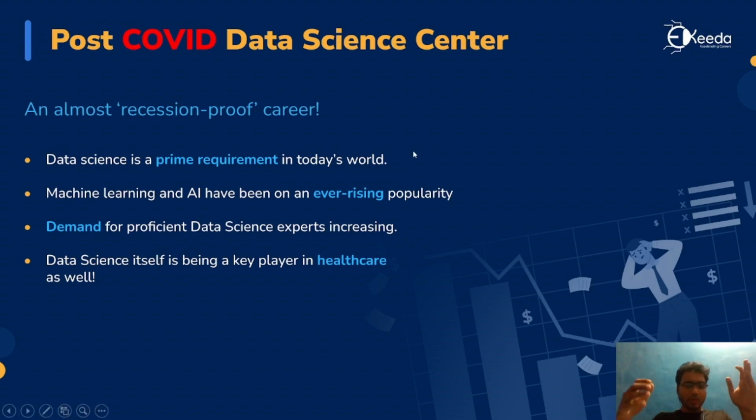Obviously, we are generating that much data, because of which there is a need for data scientists. That is why nowadays it is a very prime requirement for organizations. And machine learning and AI have been on ever rising popularity. Again, the reason why the popularity is there is because we have data.